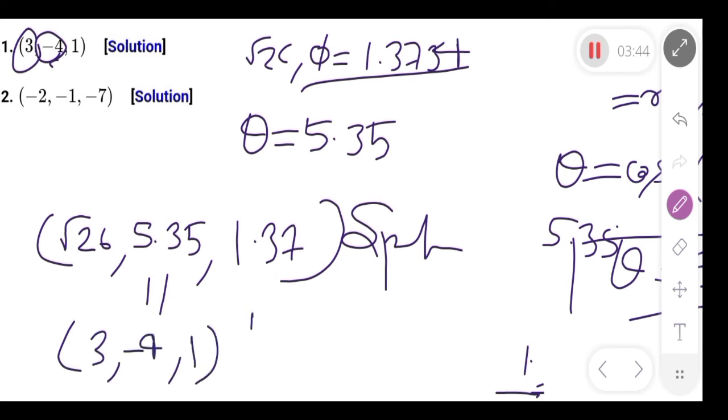Now we can solve Cartesian to spherical, and the first question was based on spherical to Cartesian.